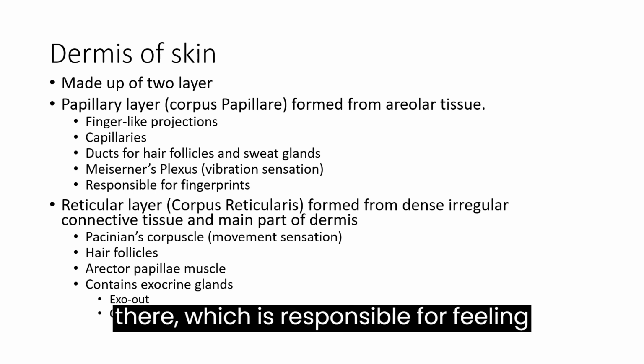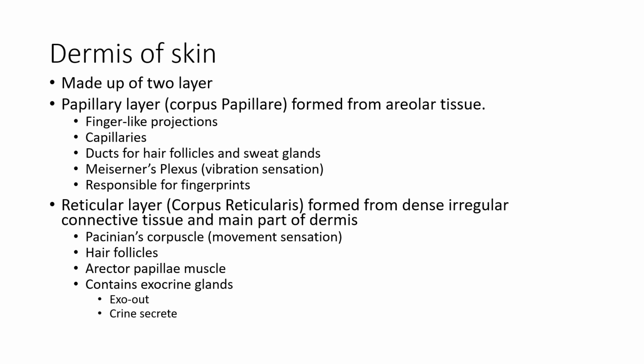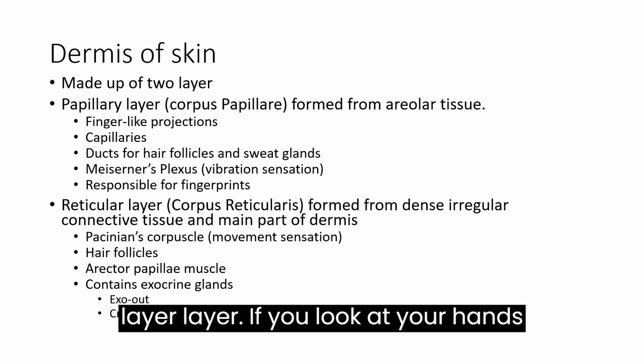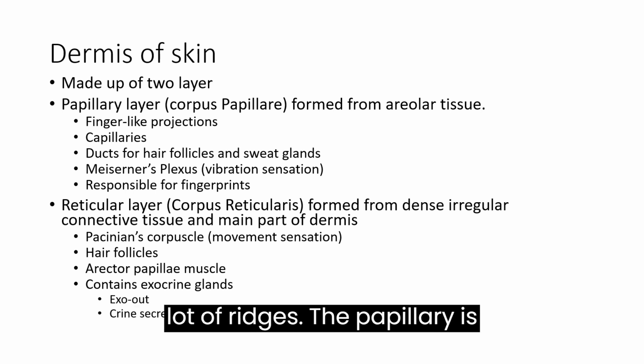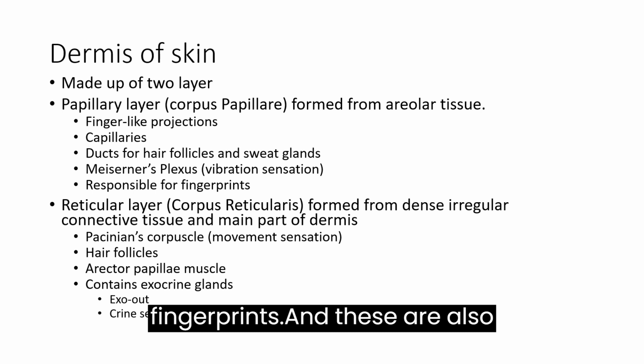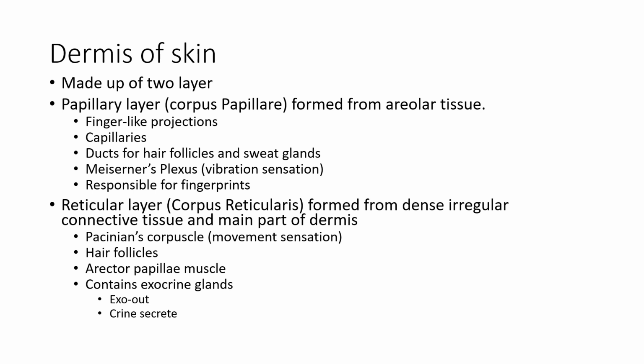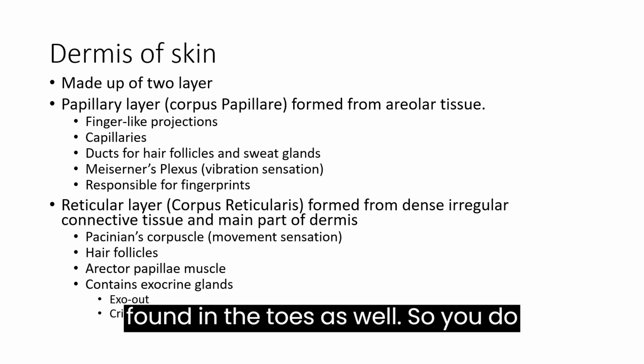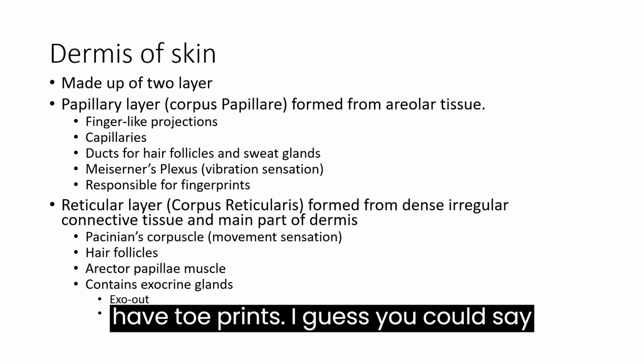You do have something called the Meissner's plexus found there, which is responsible for feeling vibrations. And the papillary layer, if you look at your hands and look at your fingers, you'll see a lot of ridges. The papillary is responsible for things like fingertips, fingerprints, and these are also found in the toes as well. So you do have toe prints, I guess you could say.